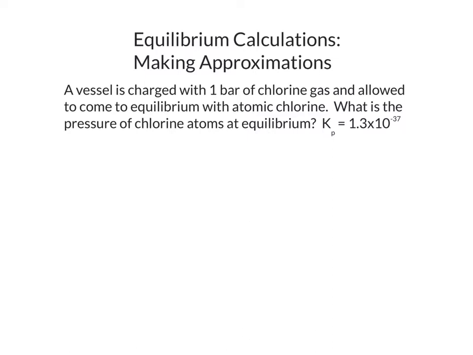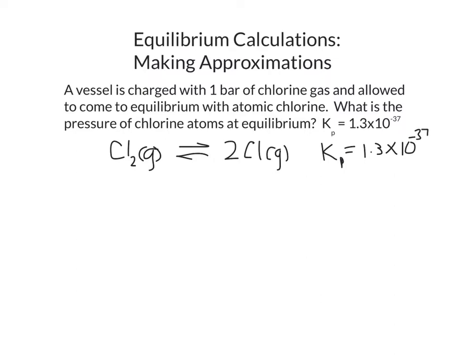So, like all equilibrium problems, we're going to start by writing the equilibrium reaction. So we have chlorine in the gas phase. Chlorine is a diatomic molecule, and we're going to have it in equilibrium with chlorine atoms in the gas phase. So we're going to form 2 chlorine atoms. And we know that the equilibrium constant in terms of pressures is 1.3 times 10 to the minus 37. And we want to know what is the pressure of chlorine atoms at equilibrium.